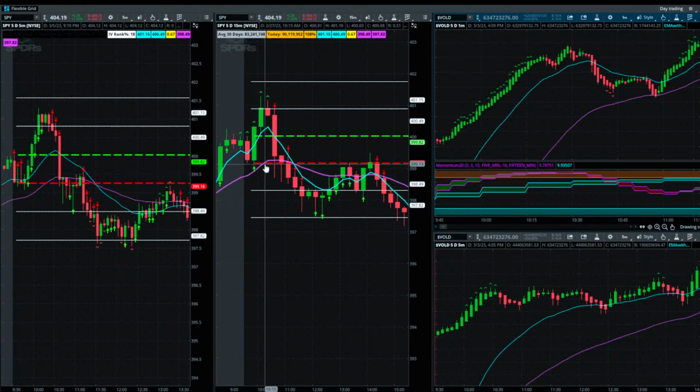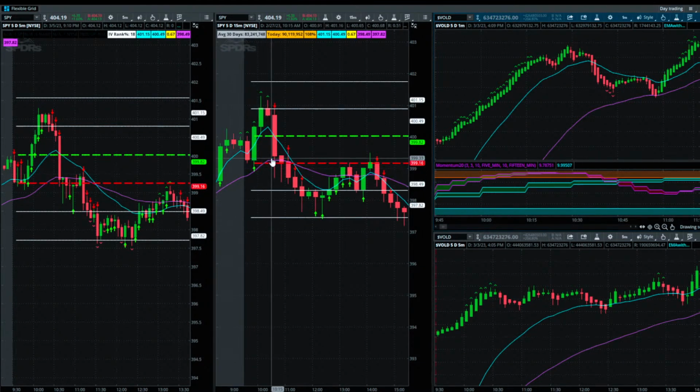And you don't always have to play a breakout. You can play a support bounce or a rejection. The 15 minutes a little bit better about that, so let's talk about that. So here at open, we come down, we bounce off 399.2. We form a really beautiful double bottom here.